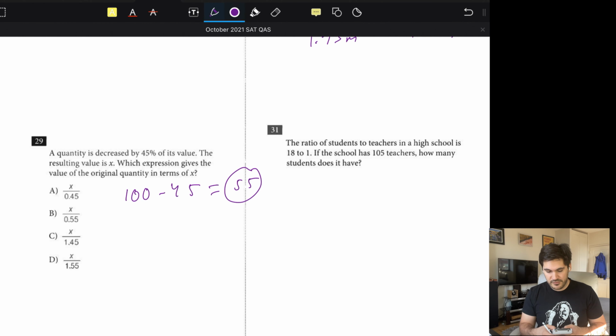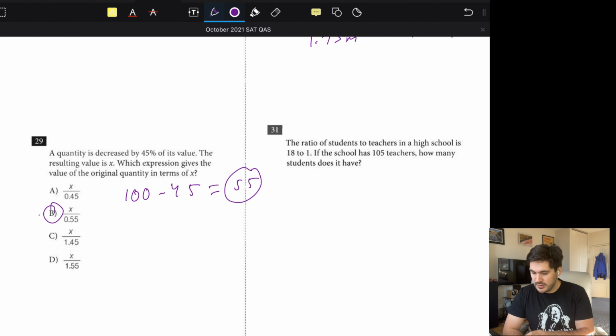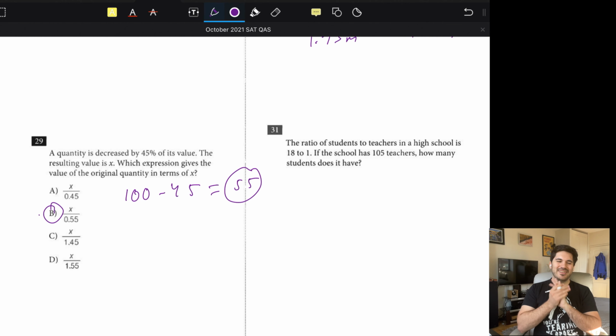55 divided by 0.55 gives us 100, so B works. Let's just double check that that's fine. 55 divided by 1.45 is something really small. 55 divided by 1.55 is even smaller, so B would be our answer. Cool. Then we did 30, and now we're in 31.